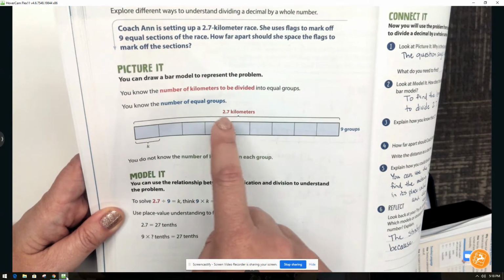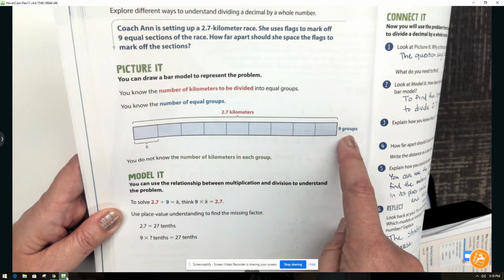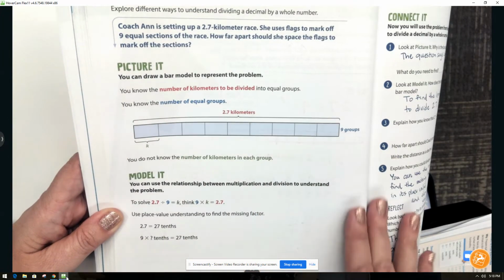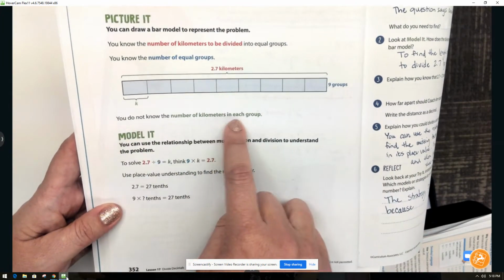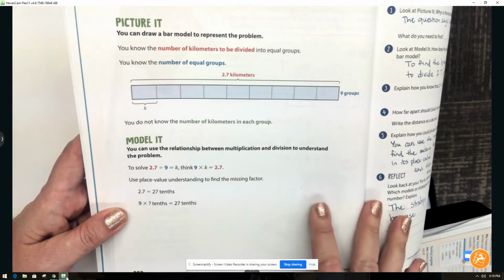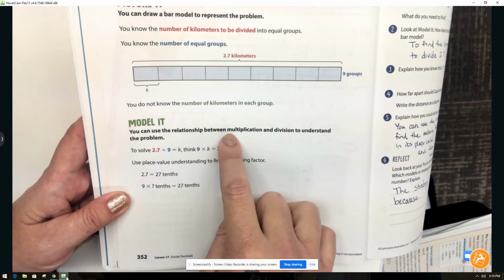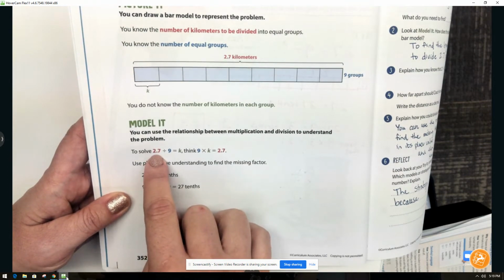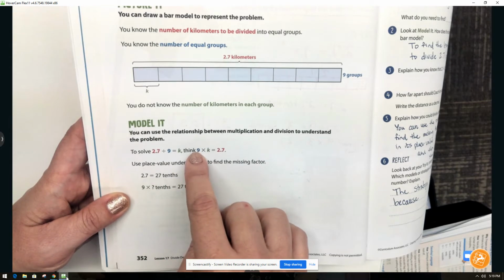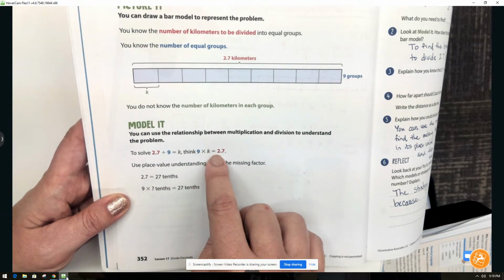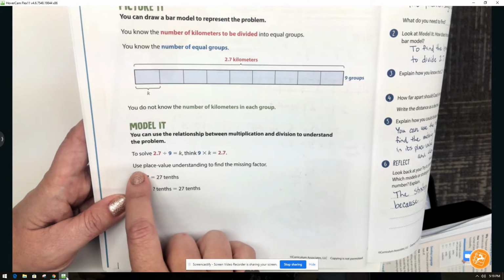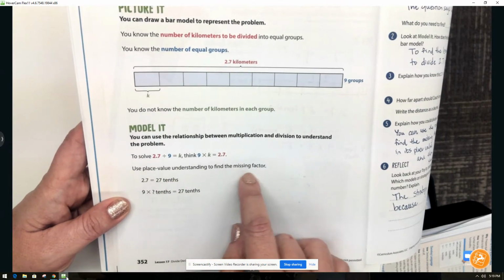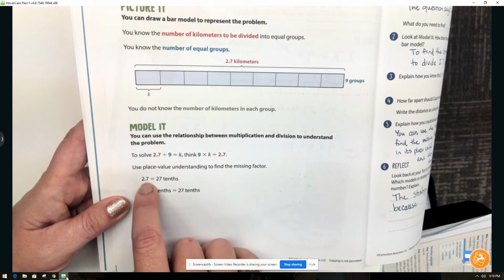So we need to see what is 2 7/10 divided by 9, and we know that each of these parts is equal to 3/10. Now it says we don't know what it is, but we do because we did just solve it. You can also use the relationship between multiplication and division to understand the problem. So to solve 2 7/10 divided by 9, you can also think about 9 times what equals 2 7/10. Then, you use place value understanding to find the missing factor. This is kind of what we did on the last page.